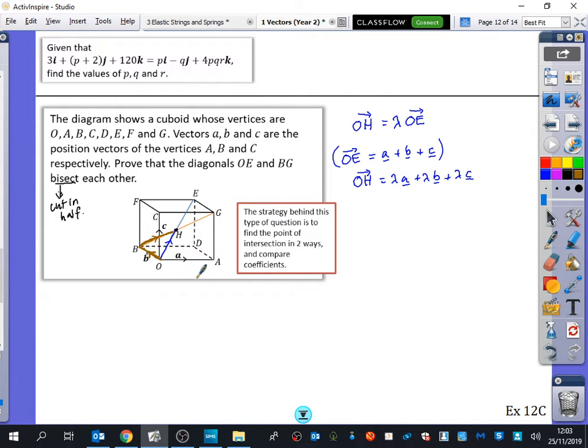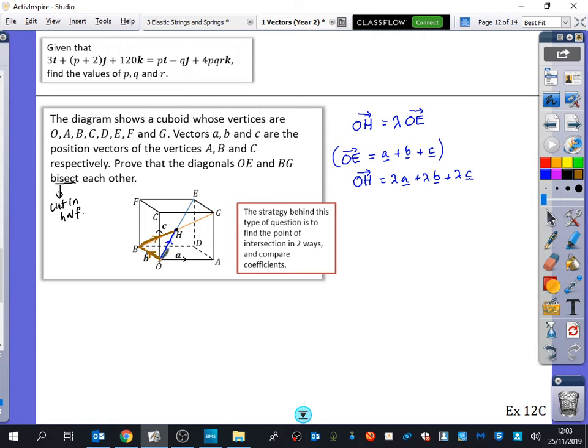If I can travel from O to B and then some way along BG, and if I can show that the H is in the same point for both of them, and I find the value of lambda and mu, I'm again going to show that they intersect each other and hopefully that they bisect as a half.